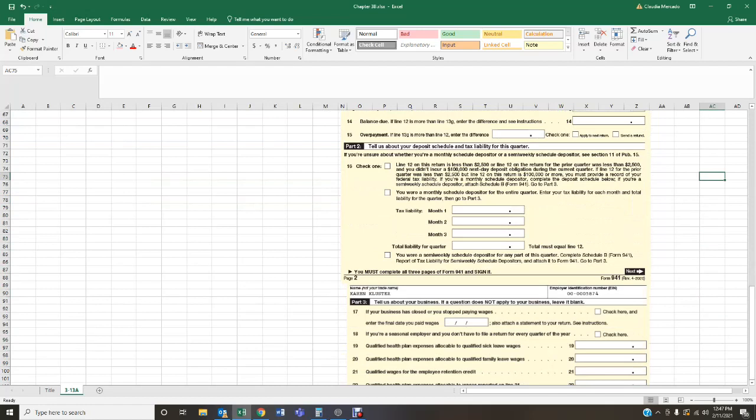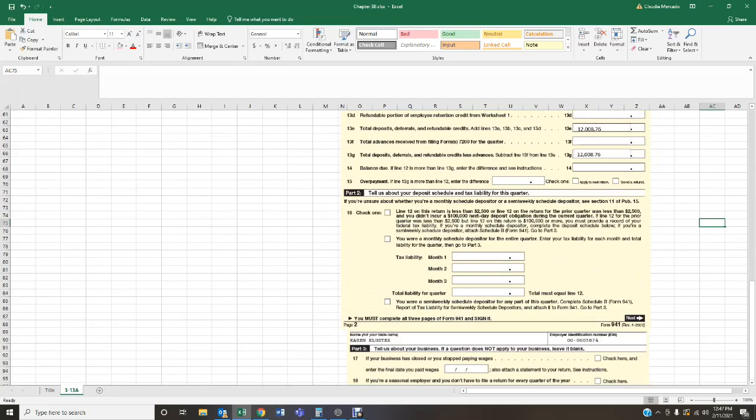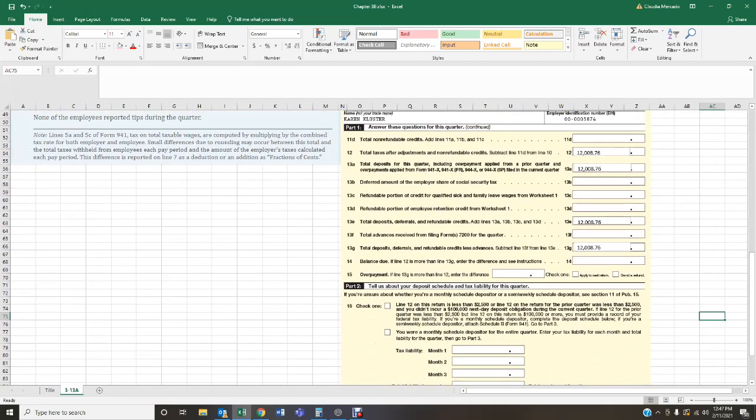Now we move to the second part of the problem. This part is telling us, tell us about your deposit schedule and tax liability for the quarter. And we have to check one of those options. Check 1 if line 12 on this return is less than $2,500. Let's look at line 12. We've got $12,008.76. Is that less than 2,500? No. So this one does not apply.